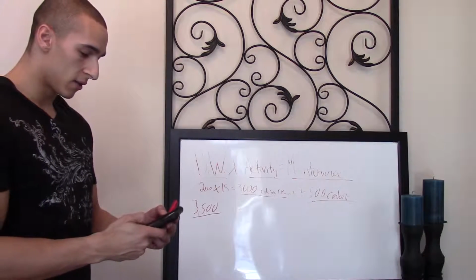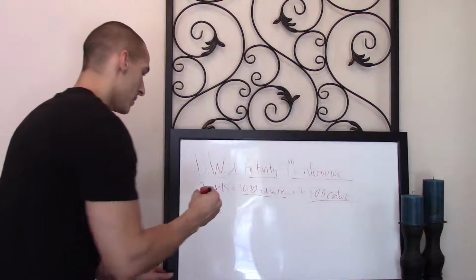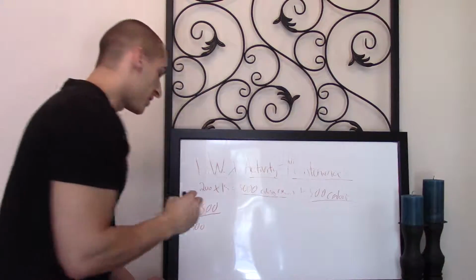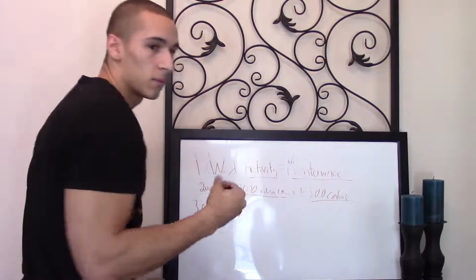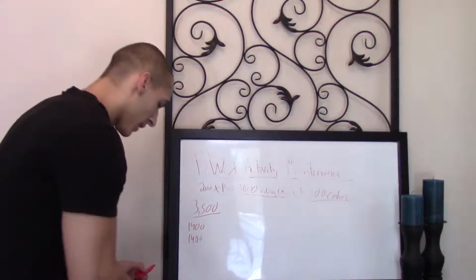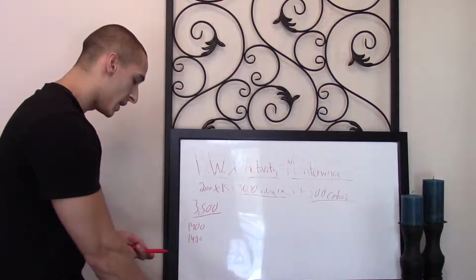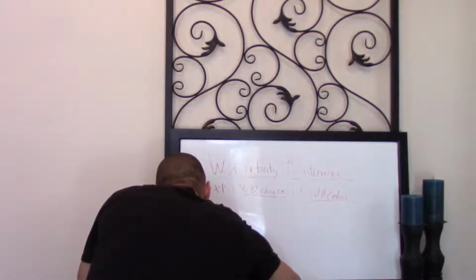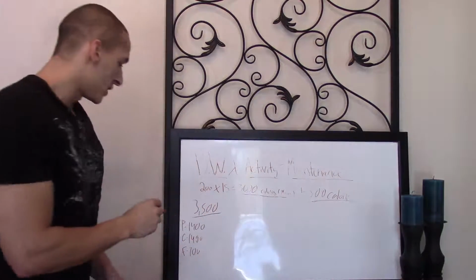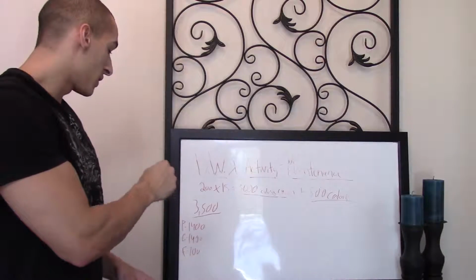Okay, 3,500 calories times 40%. That's going to be 1,400 calories for protein. And because it's 40-40, the other 40 is going to be for carbs. It's also going to be 1,400 calories for carbs. Now for fats, we do the same thing. 3,500 times 20%, or 0.20, is going to be 700 calories for fats. Okay? Protein, carbs, fats, boom. 1,400 calories for protein, 1,400 calories for carbs, 700 calories for fats.